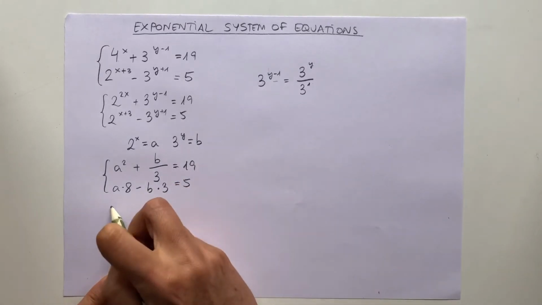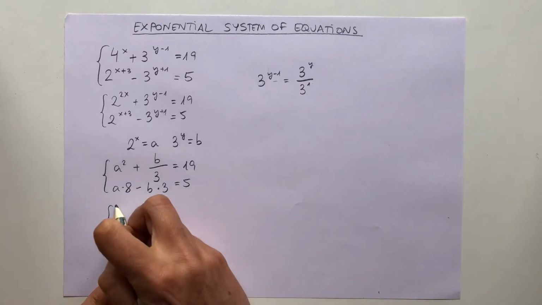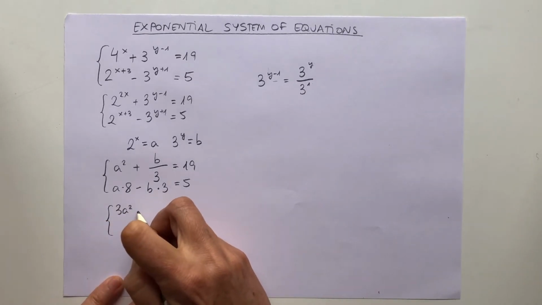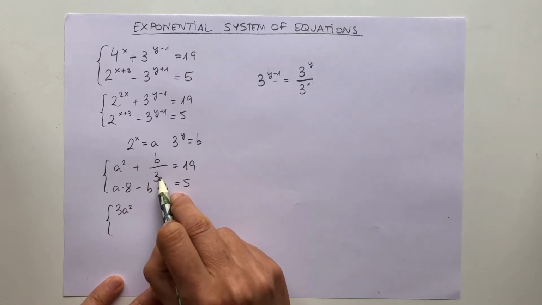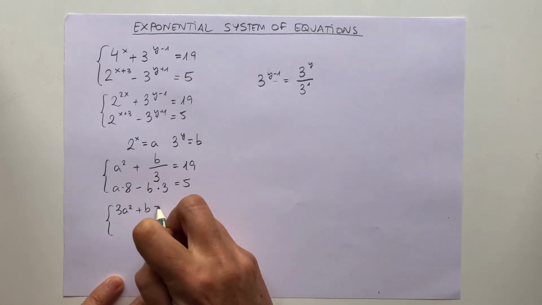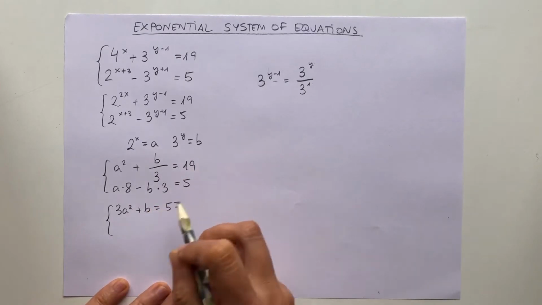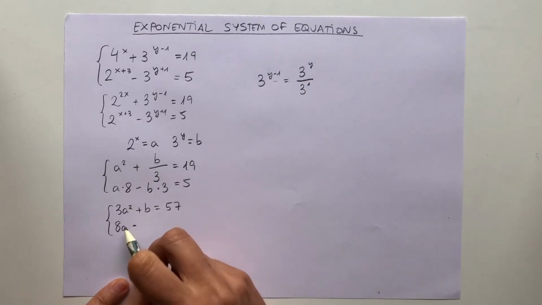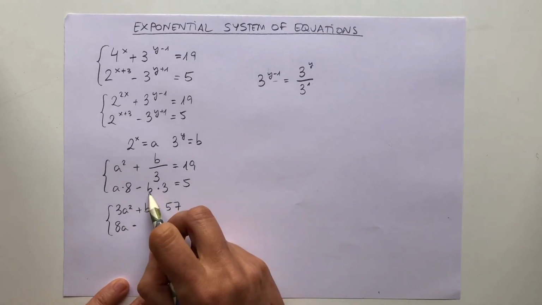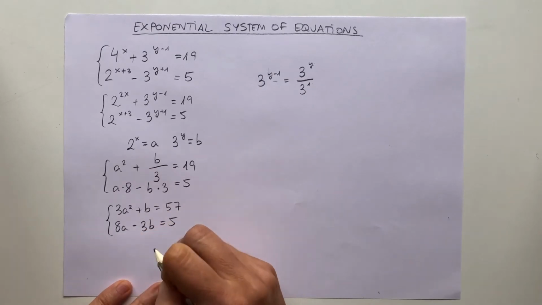Let's organize this and let's solve this system of equations. I would have 3a squared, because I'm going to multiply the whole equation by 3, so I get rid of this denominator, plus b, and 3 times 19, that equals 57. And then we organize this: 8a, we usually place the number before the variable, minus 3b equals 5.